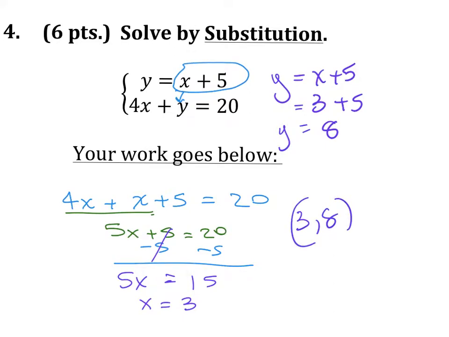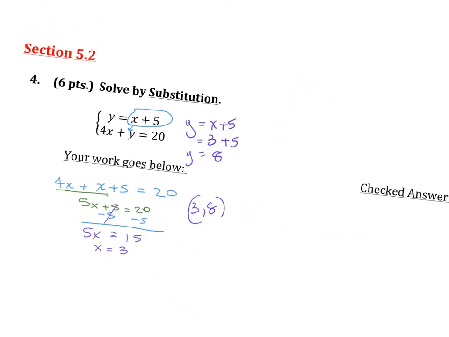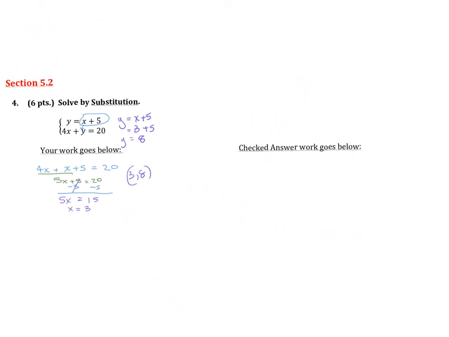But we're not done. We are going to check our work. To check our work, we're going to plug in x for 3 and y for 8. So y equals x plus 5 would be y, which is 8, equals x, which is 3 plus 5, and it's correct. Now we do it for the second one.